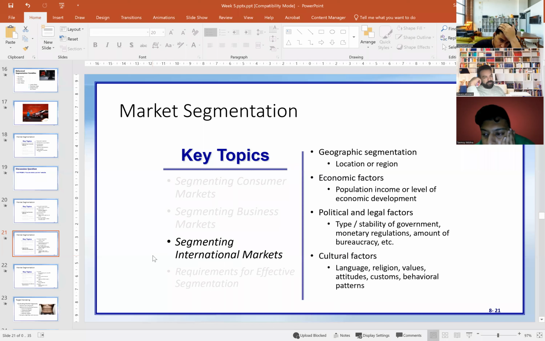Political and legal factors, of course: based on the political issues or other aspects, you need to segment your market as well. The stability of the government, some monetary regulations, amount of bureaucracy and everything. In many countries, you will find, like in Bangladesh, buying a car, you have to pay almost 300% tax on top of the original price of the car.